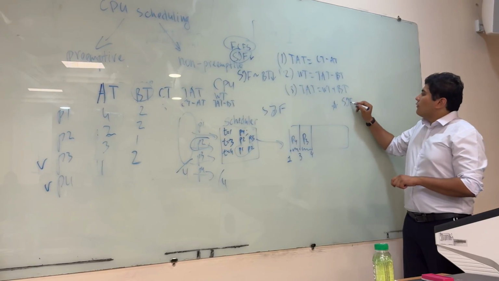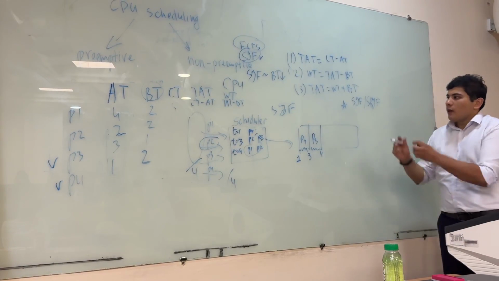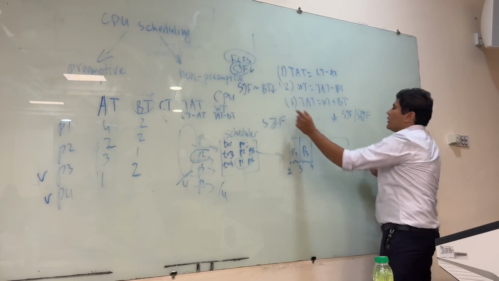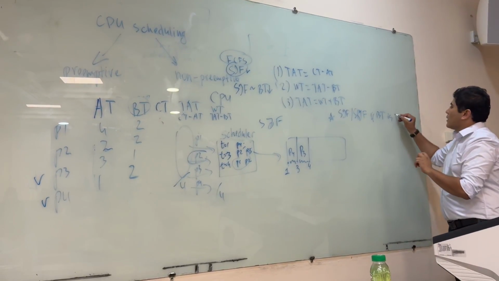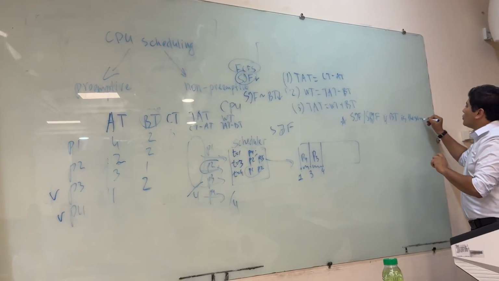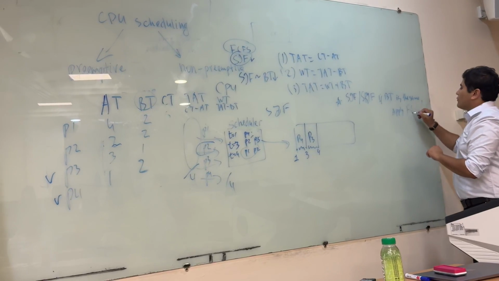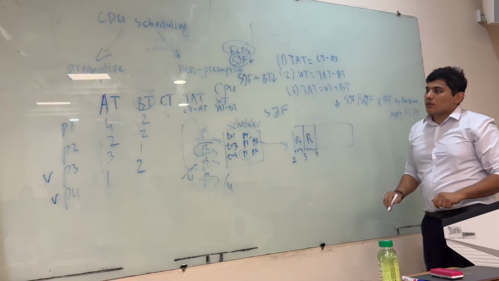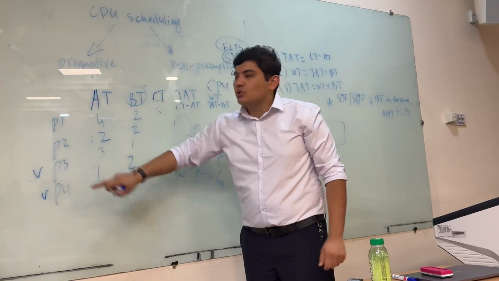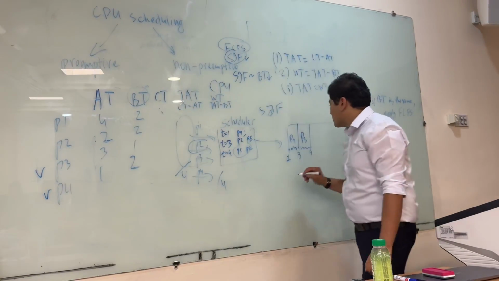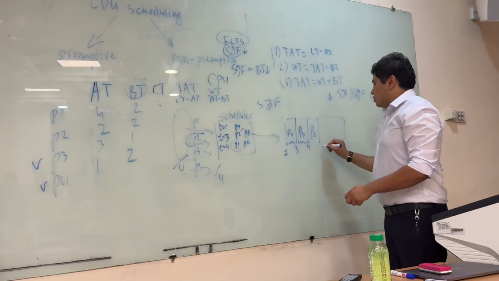In SJF and SRJF, if we look at the burst time and the burst time is the same, you need to apply first come, first serve. What it means is that if the burst time is the same, just look at who came first. In our case, P2 came first. So P2 is going to be inside the CPU. How long? 2 units, right?